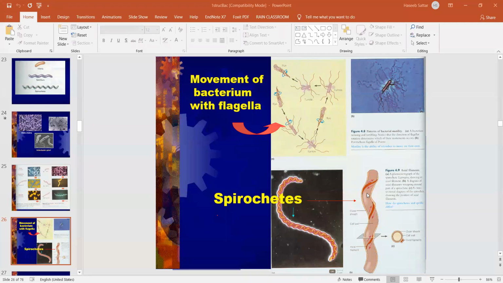The spirochete bacteria also have a flagellum. They have axial filaments here. If you see here, these red colored lines, these are actually the axial filaments, which help the spirochete bacteria for their movement. So they move because of these axial filaments.